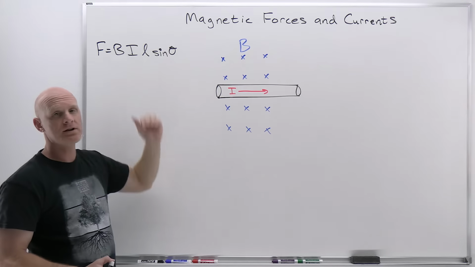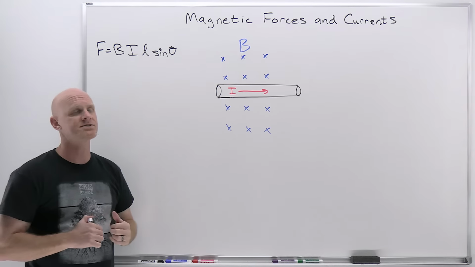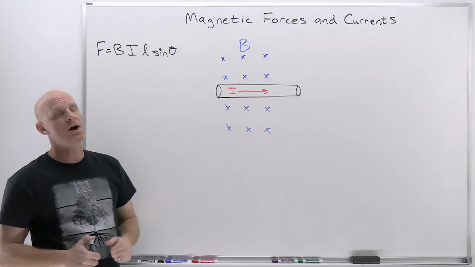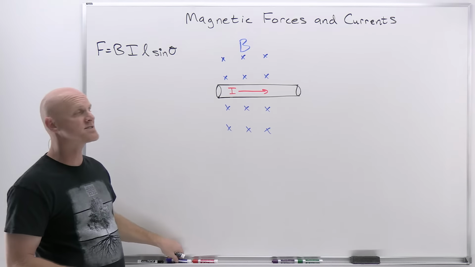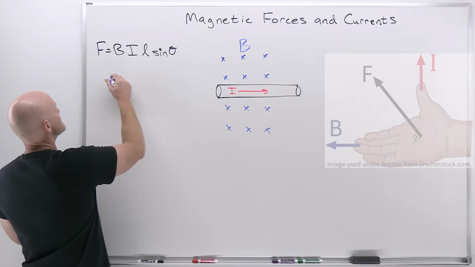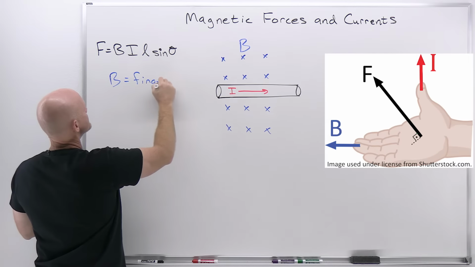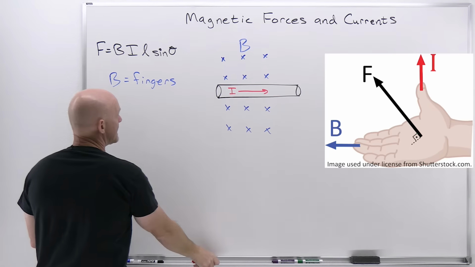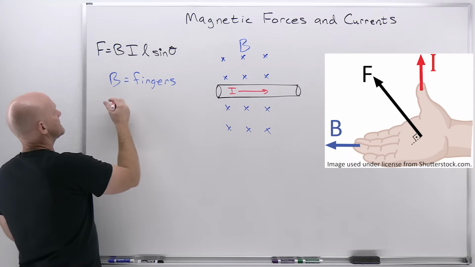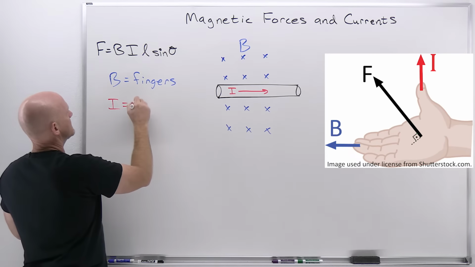Okay, so the calculations with this equation are fairly straightforward. It's a lot of plugging and chugging, just like we saw with the last equation in the last section. But we have another right-hand rule, and that right-hand rule is going to be very similar to the one we saw before. In this case, we're once again going to put our fingers in the direction of the magnetic field. And instead of velocity, it's going to be current with our thumb.